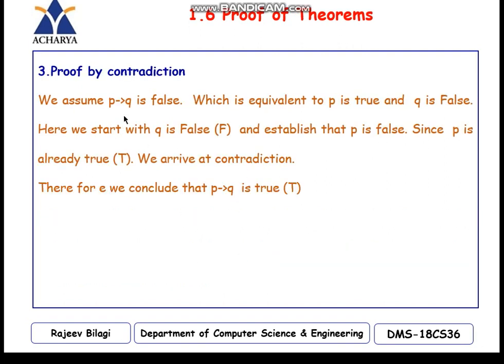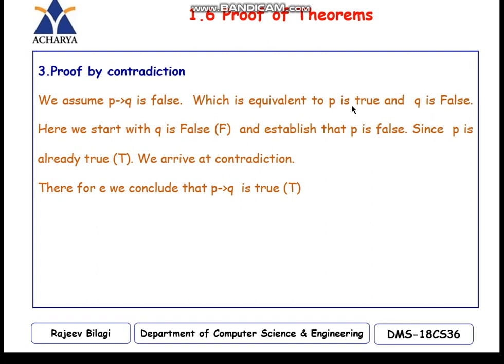Okay, the third one is proof by contradiction, where we assume that P then Q is false. That is equivalent to P being true and Q being false. For P then Q, you get T, F, and then the result is F. So I will say that it is false, which is equivalent to P is true and Q is false.